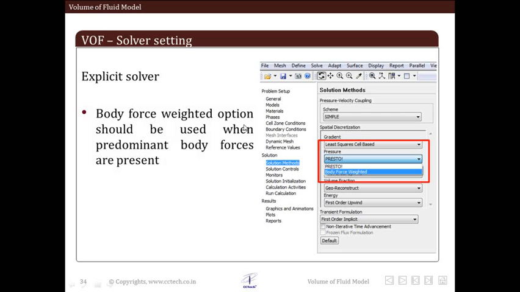We use body force weighted option when there is a large presence of any body force in our calculation. This can be obtained in pressure, in the spatial discretization schemes for pressure within the same solution method panel. For all other cases, we use the PRESTO scheme.